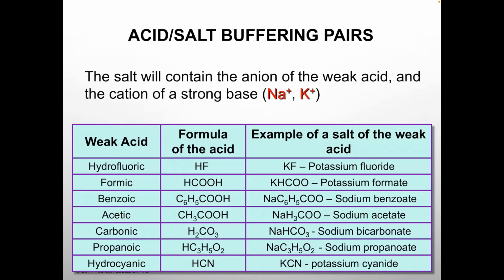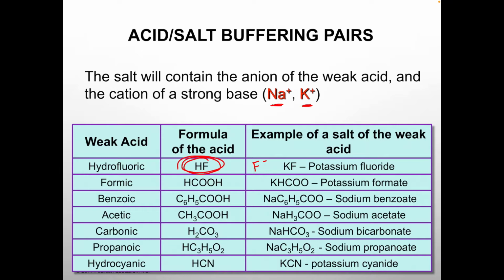So here are some examples of acid-salt buffering pairs. The salt will always contain the anion of that weak acid. So for example, this first one, we have hydrofluoric acid. If we take off that hydrogen, then we would get F-, fluoride. And in order to have it as a salt, we can't just have these fluoride ions, we will need to either add on a sodium or a potassium. The reason that we add one of those is that they are both soluble in water, so that we know that our salt is going to be soluble.